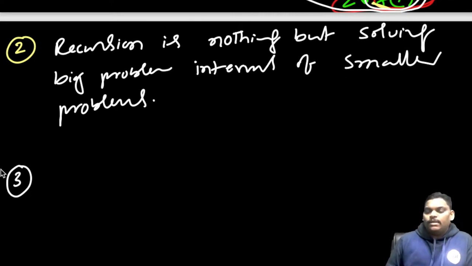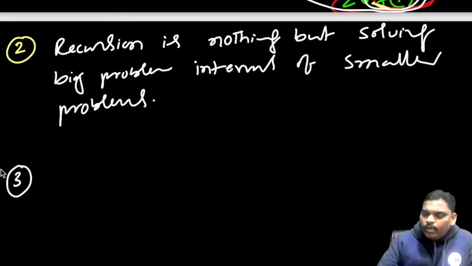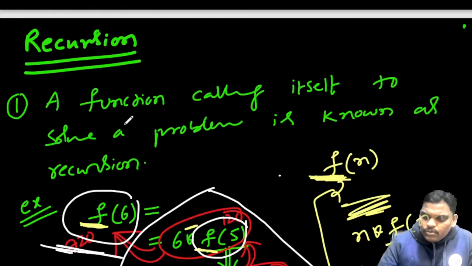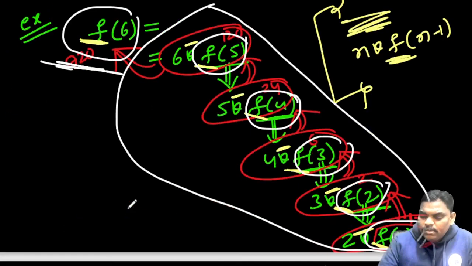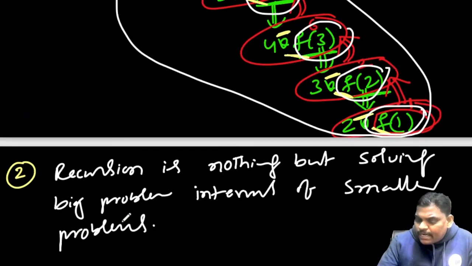Recursion is nothing but solving a bigger one in terms of a smaller one. From today onwards, if anyone asks for the recursion definition, please say this. If you give the first definition, it is nothing special. If you say the second one, they will ask you, can you explain?